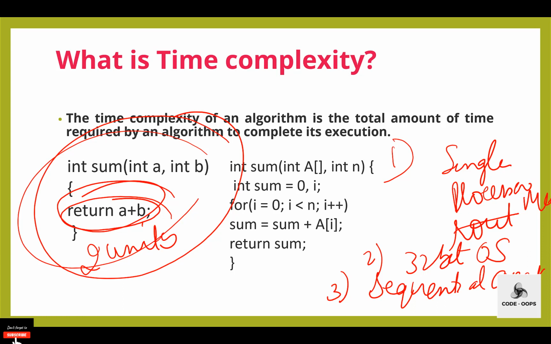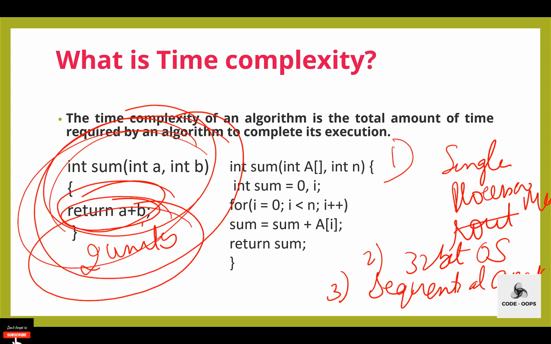If any program requires a fixed amount of time for all the input values, then its time complexity is said to be constant time complexity. Now in this case, a fixed amount of time is there for all the inputs. That's why the time complexity is constant time complexity.